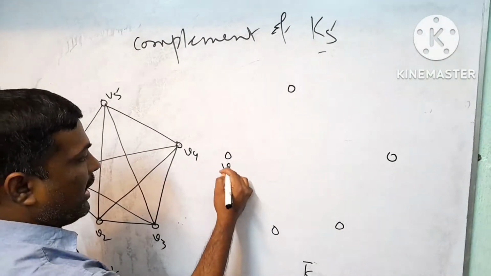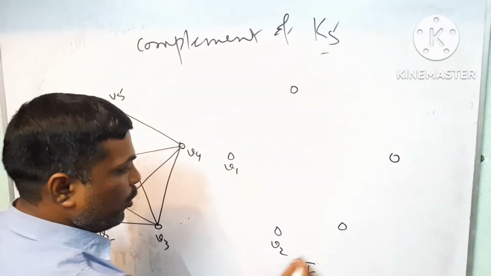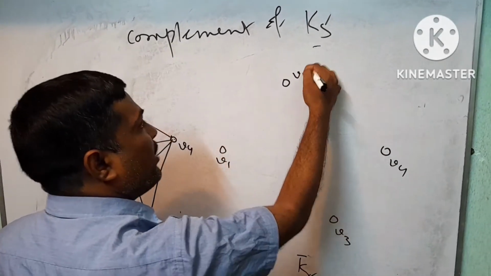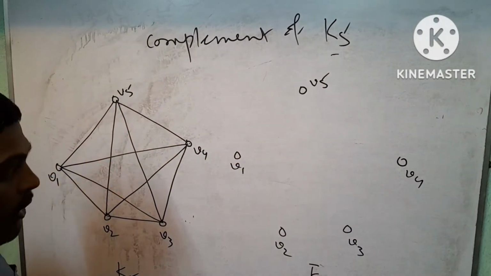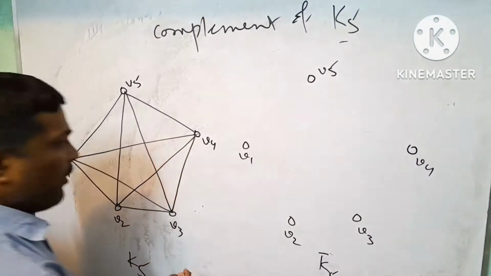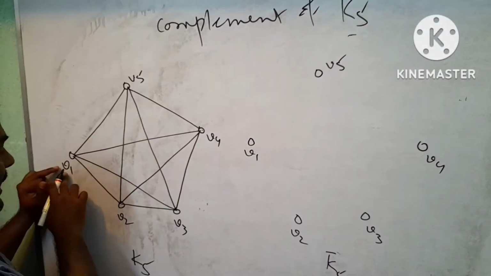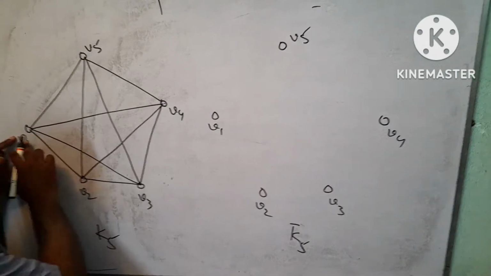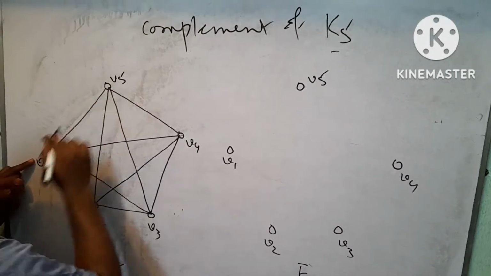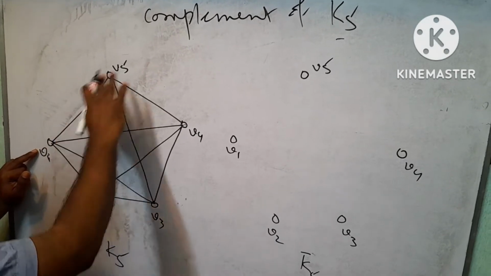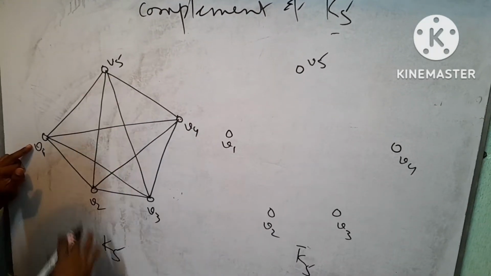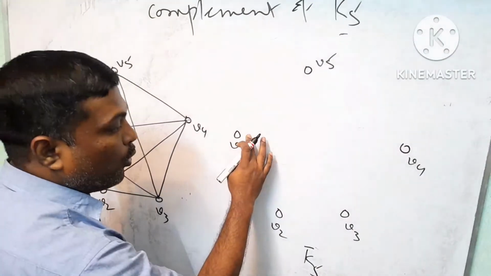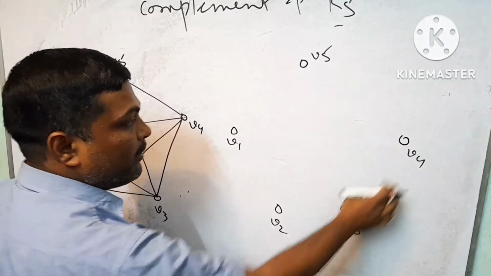This is V1, V2, V3, V4, V5. These are the 5 vertices. Now V1 is adjacent to all other vertices: V1 is adjacent to V2, V3, V4, V5. So in the complement of K5, V1 is not adjacent to any other vertices V2, V3, V4, V5.